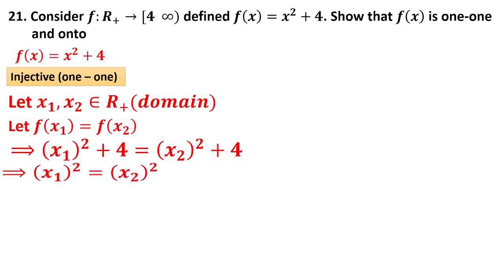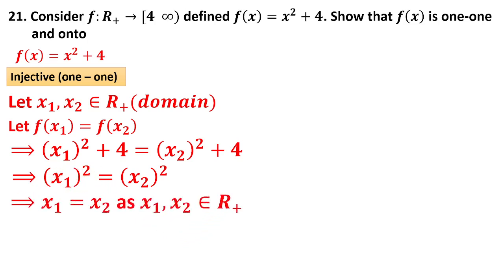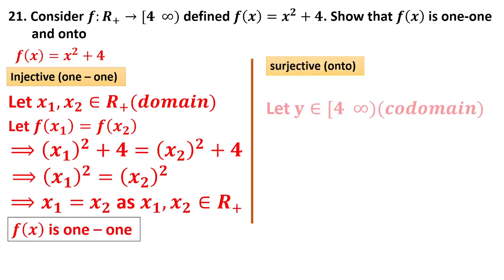I am equating f of x1 is equal to f of x2. Now x1 square is equal to x2 square. Check out, x1 is equal to x2 only when x1 and x2 are positive real numbers. Therefore x1 is equal to x2. Therefore f is one-one. Let us check out onto now.